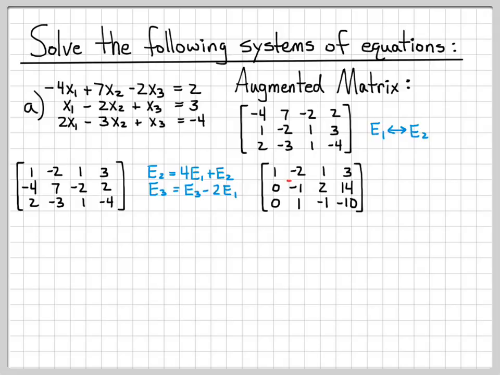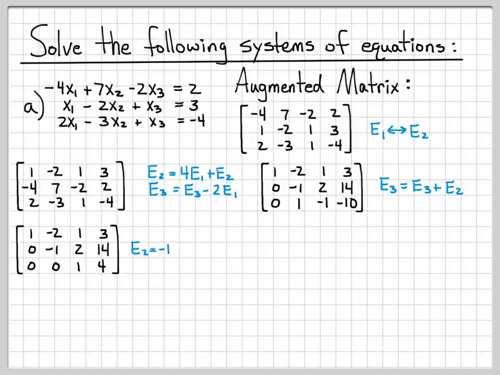Now what I would like is a 1 here with a 0 here. So, how can I do that? If I replace E3 with E3 plus E2, basically just adding these two equations, negative 1 plus 1 gives me a 0. So let's replace the third equation with equation 3 plus equation 2, and now I have a 0 right there, just like I'd like. Let's go ahead and replace E2 with the negative of E2. So just multiply this whole row by a negative 1. It turns into this. I'm not doing anything with E3, so that just stays alone.